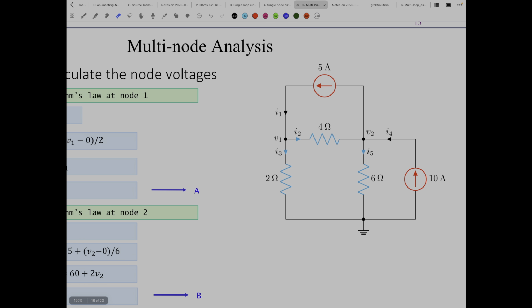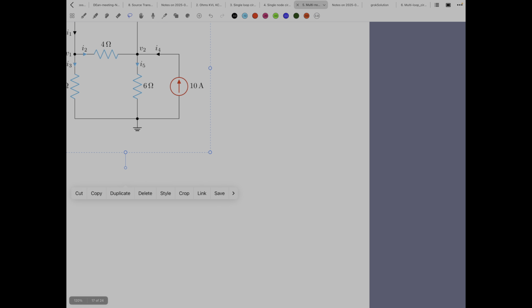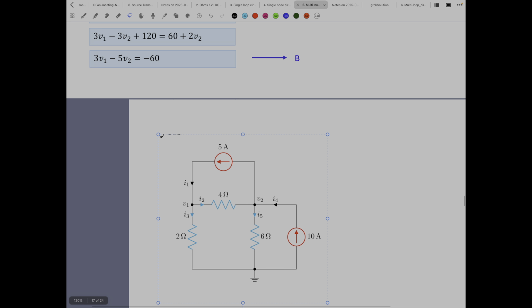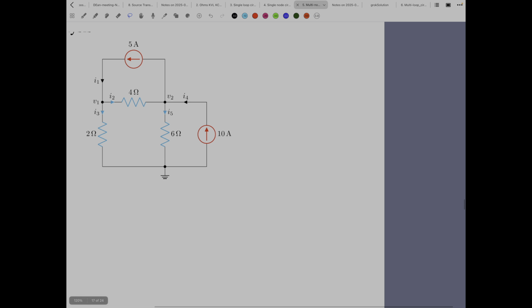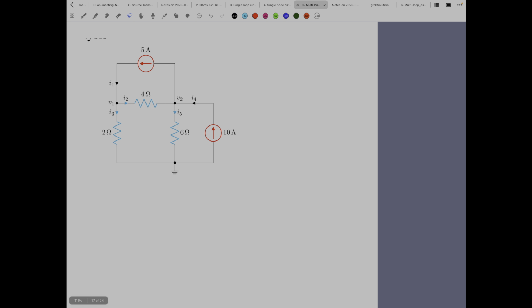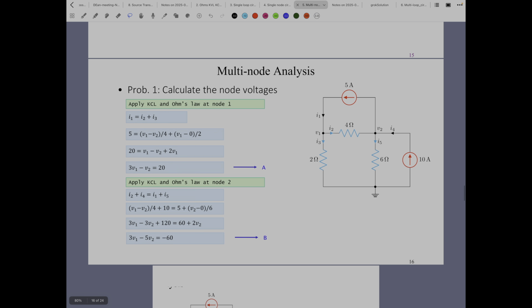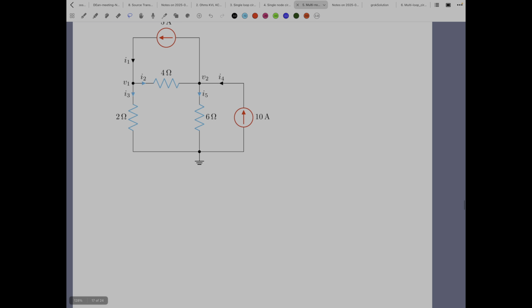Okay, class, let's solve some problems. I'm going to put this on a new page and start from scratch. There we go. Okay, so I think the question asked us to find the node voltages, calculate the node voltages.